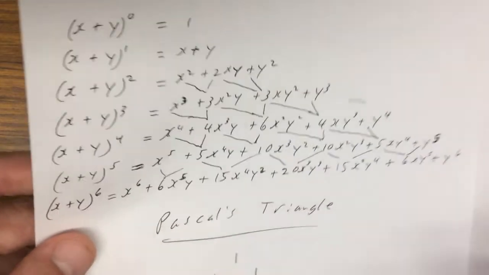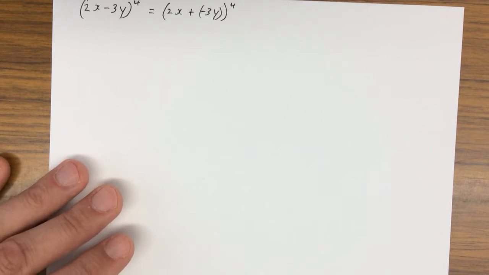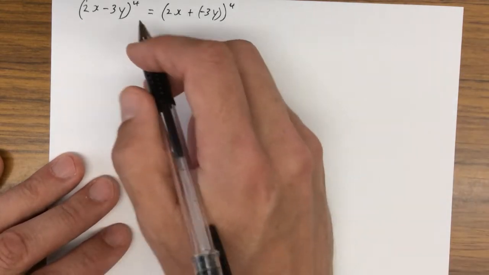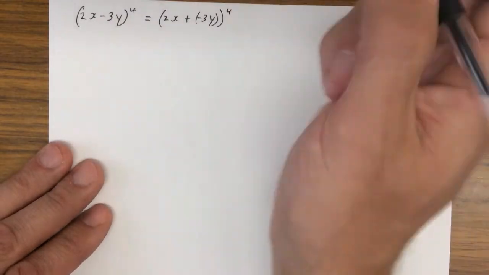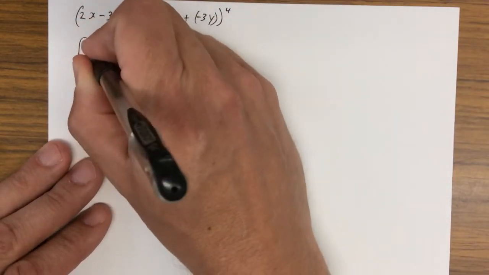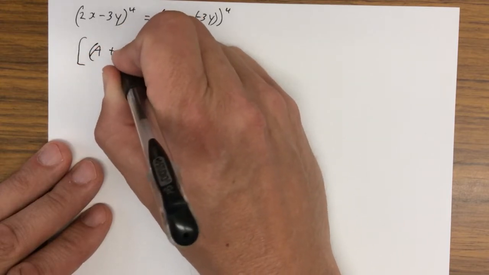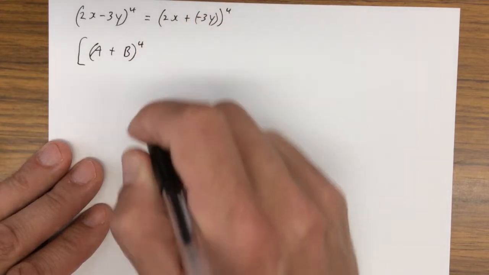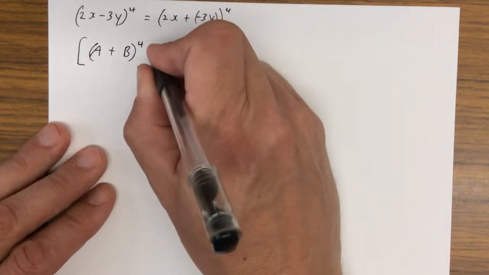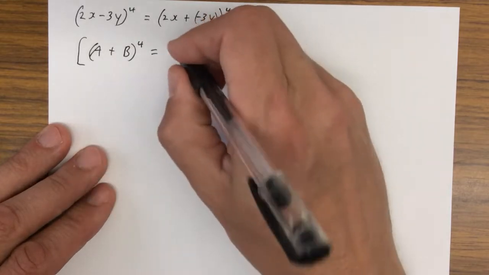Okay, so I'm going to take a look at the formula that we would need for this. Well, it's going to be, instead of x plus y, let's just do a little bracket here. So a plus b to the exponent 4, instead of an x plus y. Well, we're going to write down the terms. So we're going to start off with a to the 4th.